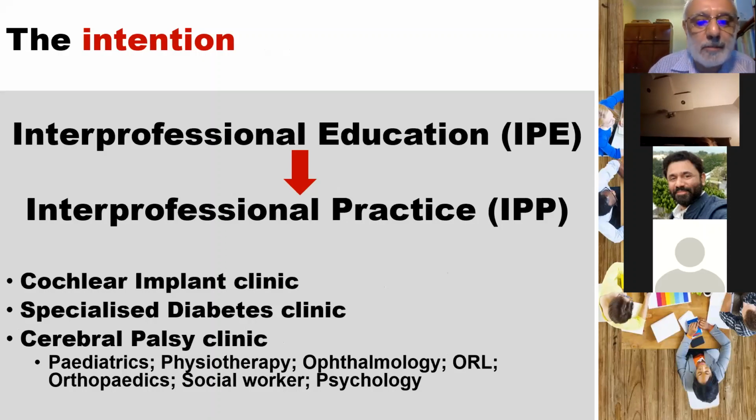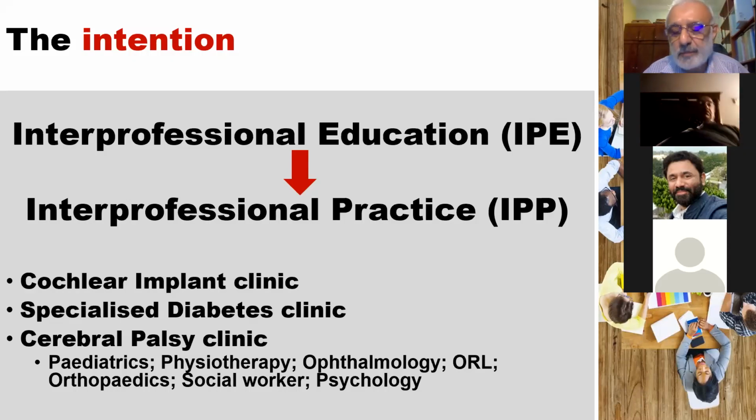Some of the examples, like the cochlear implant example I have given, are the specialized diabetic clinics and the cerebral palsy clinic, where pediatrician, physiotherapy, ophthalmology, rhinolaryngology, orthopedics, social workers, and psychology all work together. These interprofessional practice clinics, as I mentioned in the example of cochlear implant, are the same in the cerebral palsy clinics, where all these specialists are people from different professions. They are present on one particular day in the clinic, and the patient has to visit only once rather than going to every specialist separately. It not only helps the patient, but also coordinates the practice and provides better care, because all the specialists can discuss the situation on the spot.